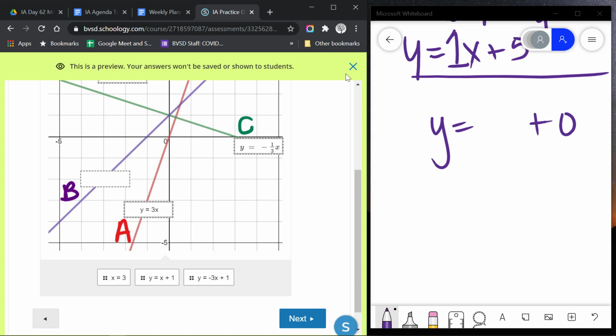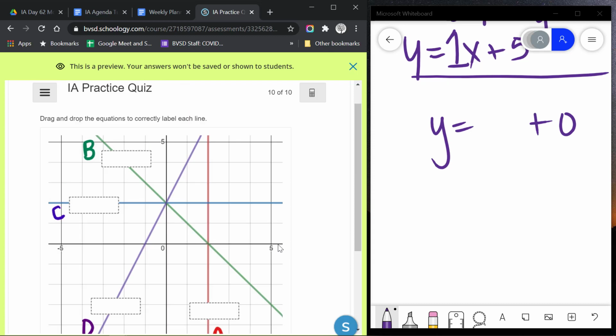All right, line B. Well, it also has a y-intercept of 1, I notice. So it's either this equation or this equation. And then it looks like it has a slope of 1, up 1 over 1. So it's got to be this one. All right, same idea, just different lines.